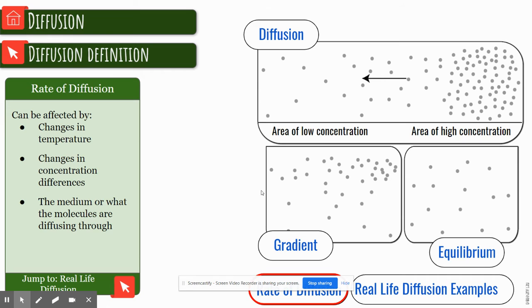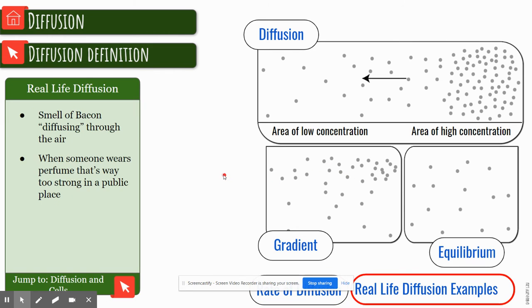We're going to also have changes in the concentration differences. So if there's a bigger difference between the high concentration and low concentration, it'll move more quickly. If there's less of a difference, it'll move more slowly. And the medium, or the thing that it is in, that it's diffusing through. So for instance, it might be diffusing through water, might be diffusing through a membrane, it might be diffusing through agar or like a jelly-like stuff that we will use later on. Some just allow diffusion to happen at a higher rate or quicker.